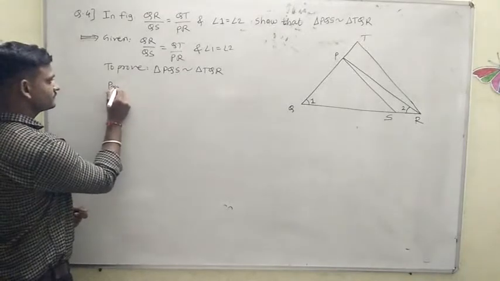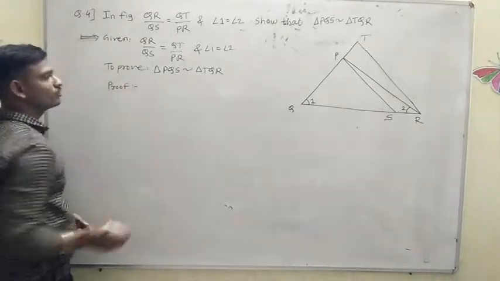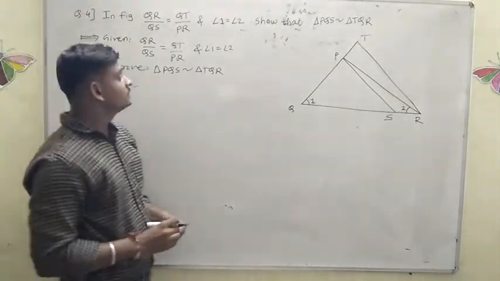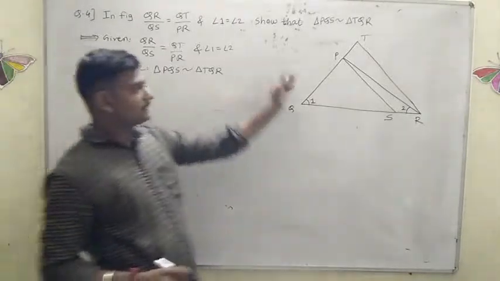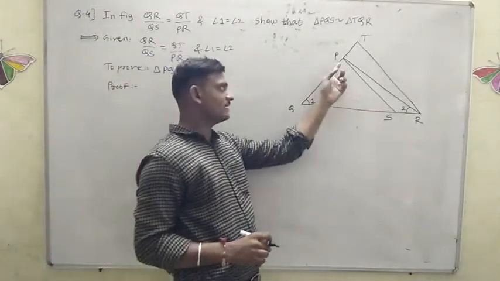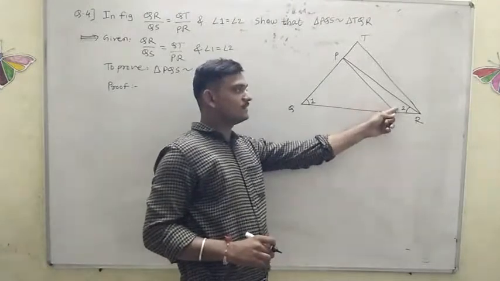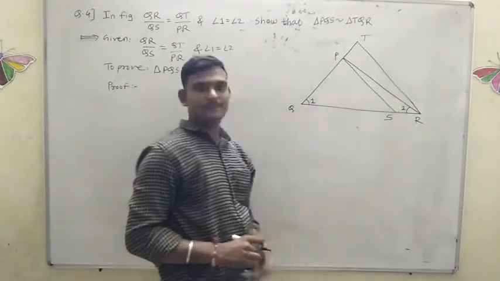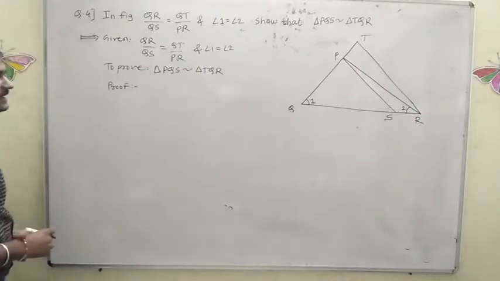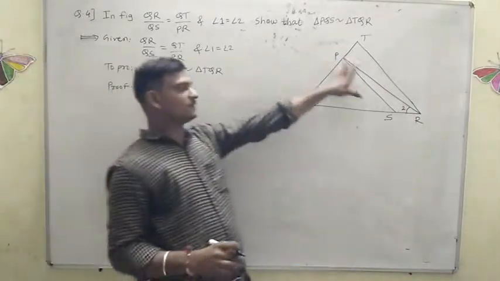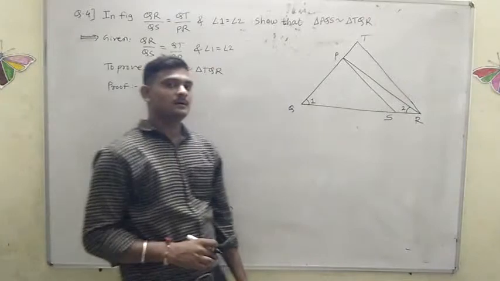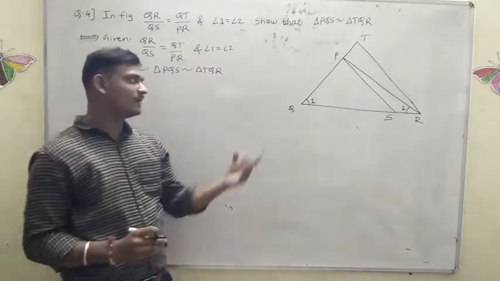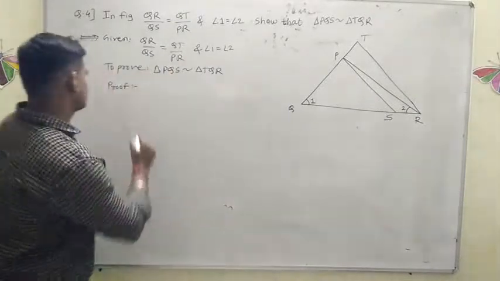Proof. See here how to prove this. Now, in triangle PQR, angle 1 is equal to angle 2. Can I say that side PQ is equal to PR? Yes, we can say that side PQ is equal to PR because sides opposite to equal angles are equal.